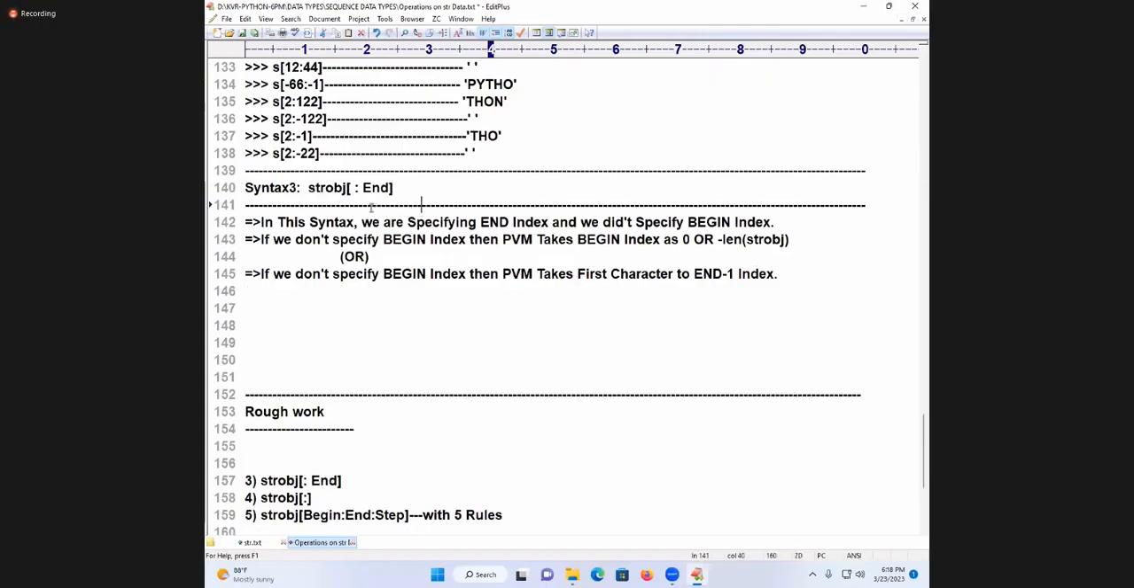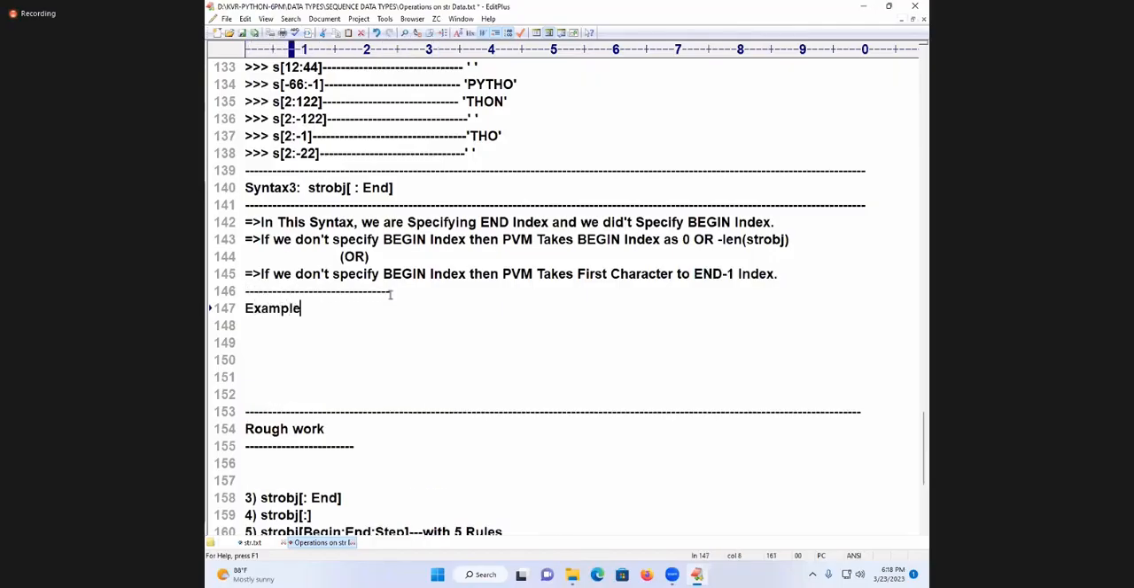So here, we did not specify the begin. Which character will be taken? The first character, to where the end we are specifying. It will take end minus 1 index. So shall we go for the examples now? Now see that carefully. Examples part, you understand.